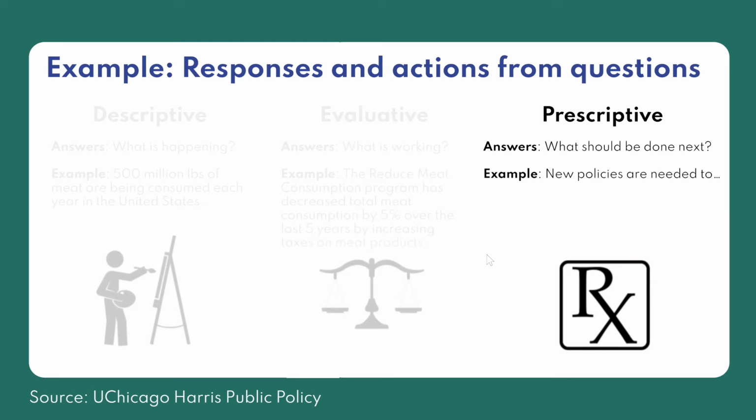Here's a little bit of an interactive activity. If you want to share in the chat some example policies that could be effective, or you want to say it out loud, please do. What kinds of policies might be effective in terms of reducing meat consumption?